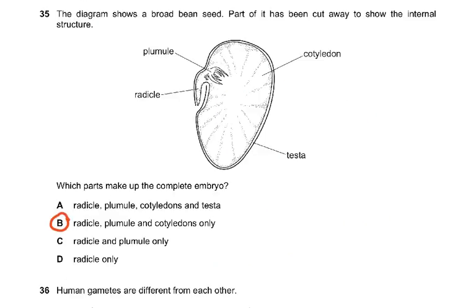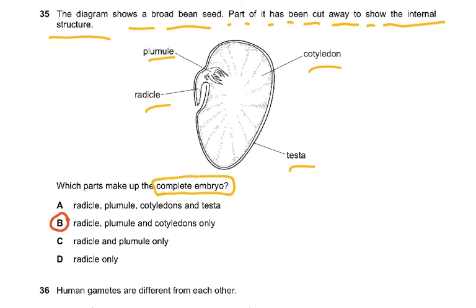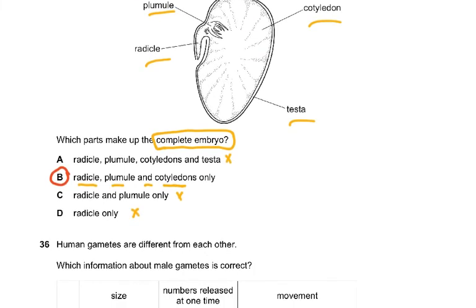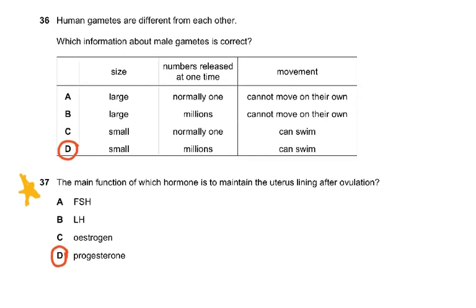Question 35, the diagram shows the broad bean seed, part of it has been cut away to show the internal structure. So we've got cotyledons, testa, radicle, plumule. Which parts make up the complete embryo? It's only the radicle, plumule, cotyledons. Testa is not part of the embryo. So radicle, plumule and cotyledons. Testa was wrong. Cotyledons we missed out here. Radicle only is wrong. Then coming to question number 36.